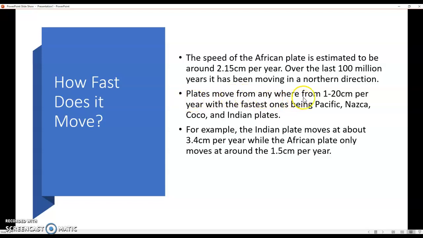Plates move from anywhere from 1 to 20 centimeters per year, and it varies from all different plates, the fastest ones being the Pacific, Nazca, Cocos, and Indian plates. For example, the Indian plate moves about 3.4 centimeters per year, where the African plate again only moves around 1.5 centimeters per year. So that plate moves probably like 2.5 times more per year than the African plate does. So the African plate technically is a little slower than most of the other plates are.